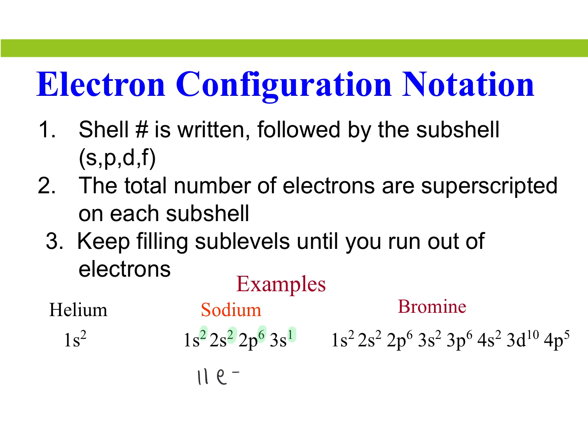And then finally, here's bromine. Bromine's configuration is 1s2, 2s2, 2p6, 3s2, 3p6, 4s2, 3d10, 4p5.